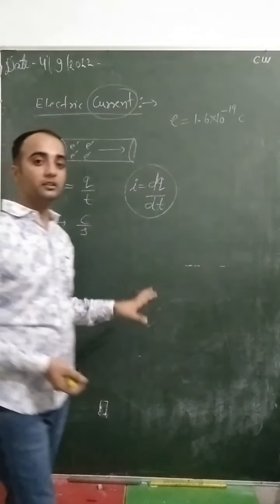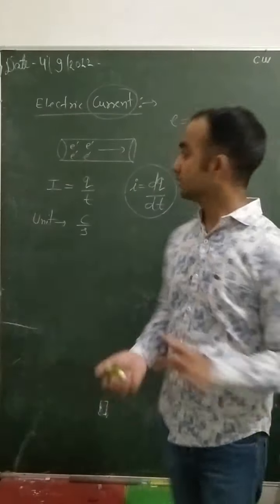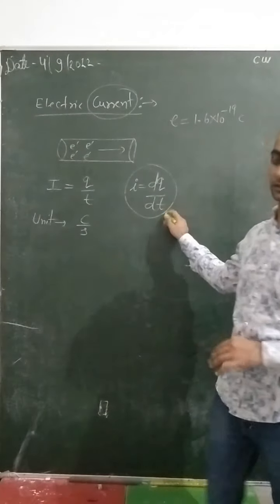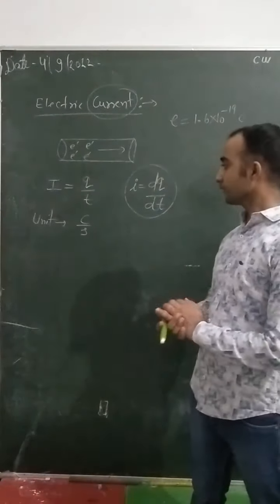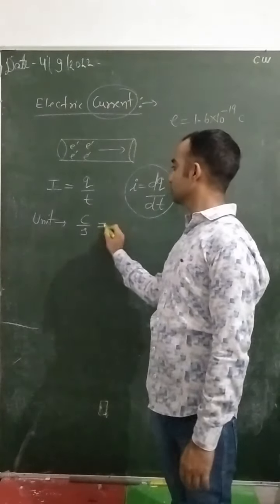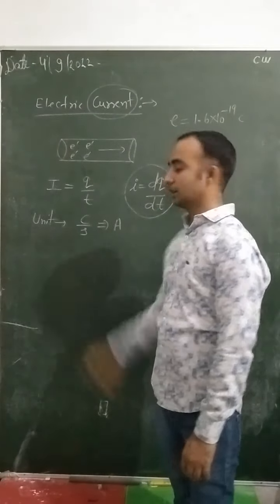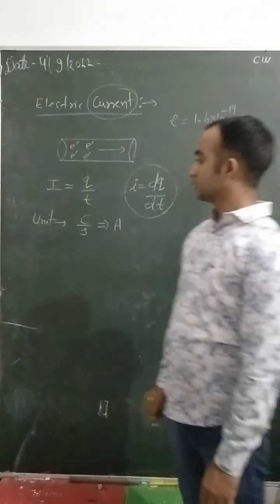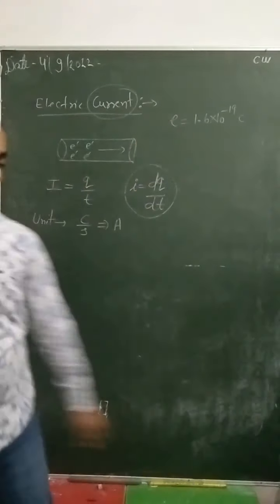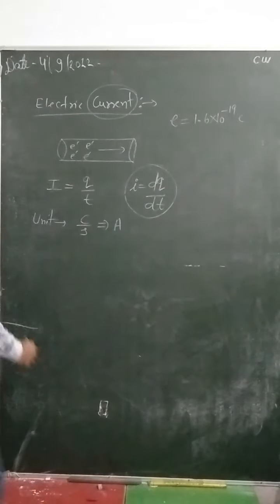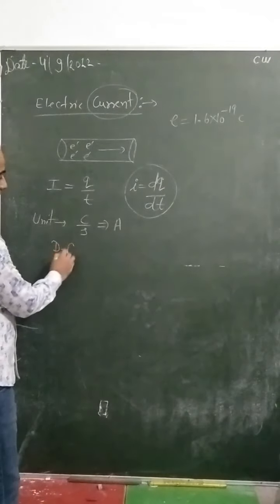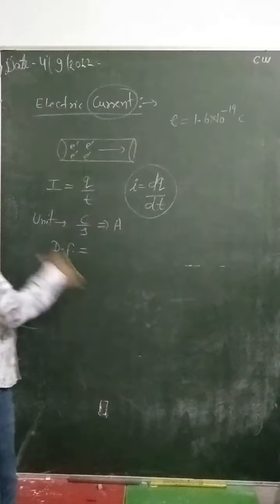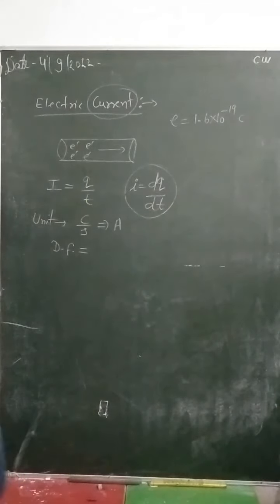So these two are different quantities, current and instantaneous current. The unit will be the same, and the absolute unit of current will be ampere. Now the dimension formula you can also find from here. These are questions which can be asked in your exam.